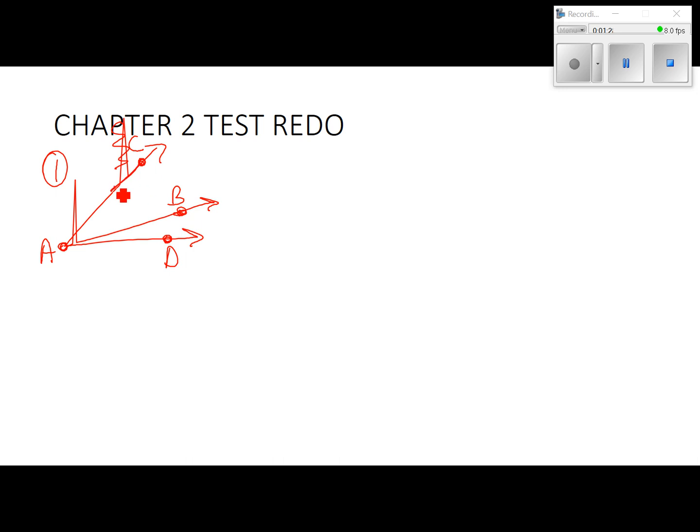And they want a counterexample. A counterexample is an example that shows that it's not true. Letter A says the measure of angle CAB, that's this angle, is 20 degrees. The measure of angle DAB is 20 degrees, that's this angle. Well, that's not a counterexample because that shows that it does split the angle into two congruent angles.